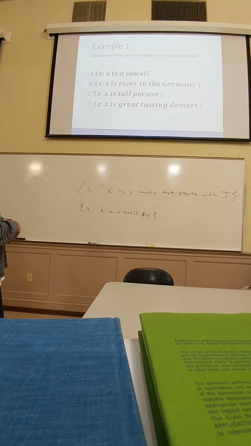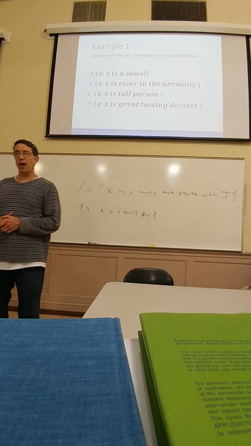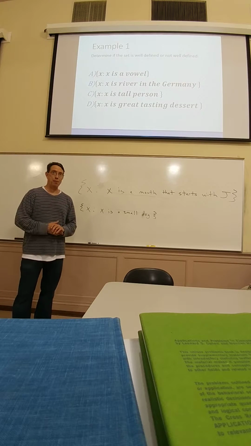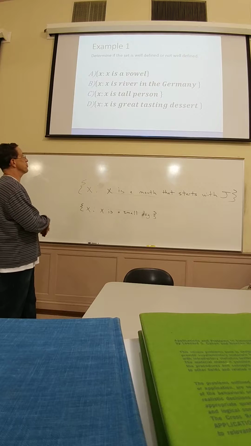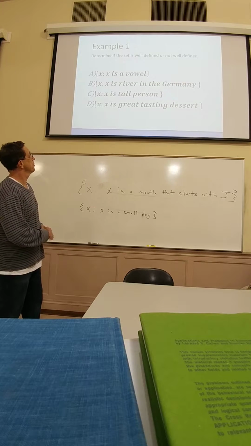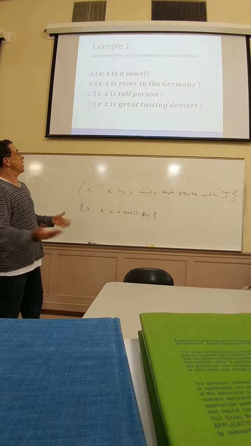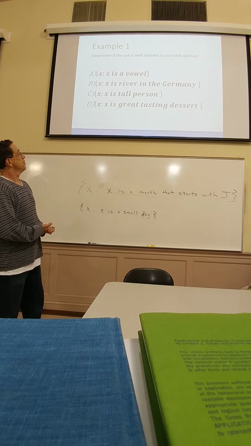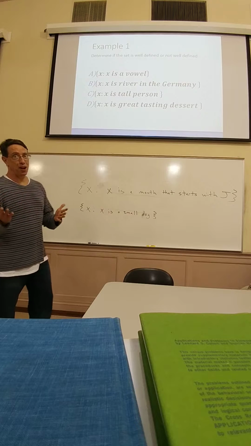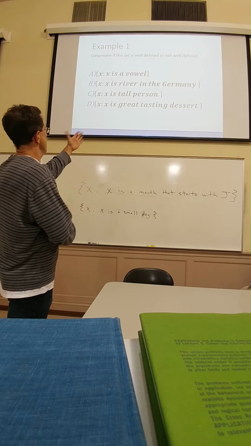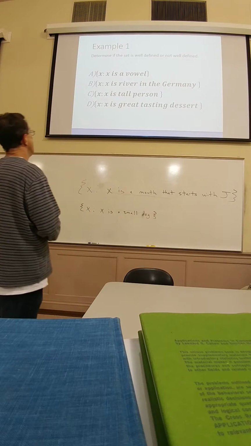We can list the elements A, E, I, O, U. B, X such that X is a river in Germany is also well defined, even though I would not be able to do that. I could list the Rhine, and that's probably about it. And the Danube, I think, goes through part of Germany. But outside that, I don't really know my rivers in Germany, but that's not the point. The point is that that's clearly defined, so that it's well defined.